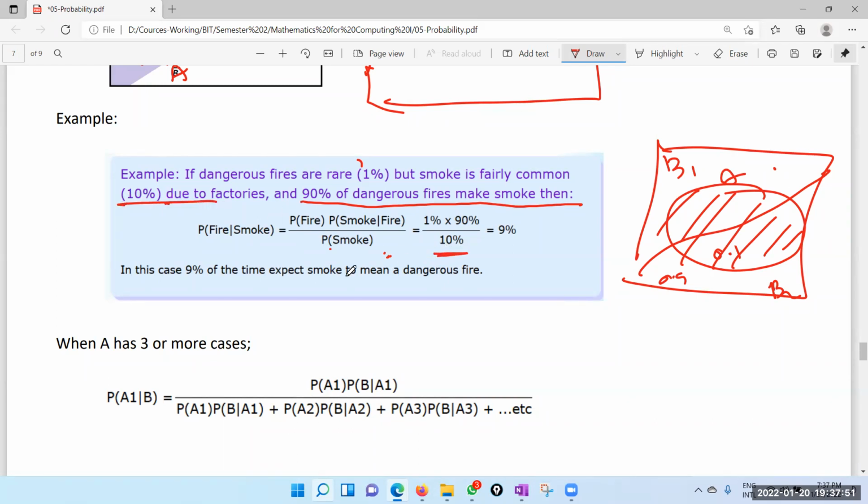So the final answer is 9%. That means the probability of having a fire given there is smoke in the area is 0.09 or 9%. There is a 9% probability. Right, think carefully. It's a bit fuzzy, quite fuzzy.